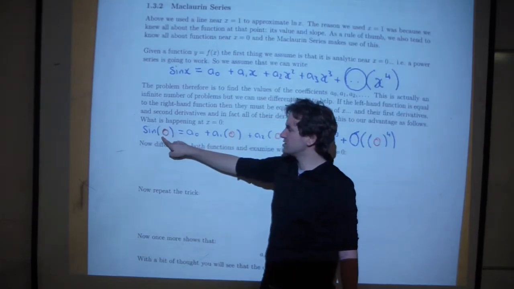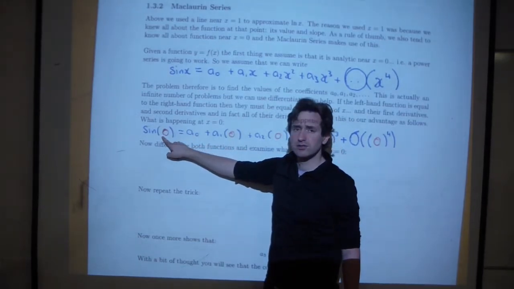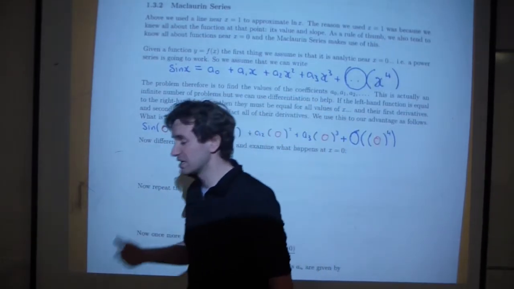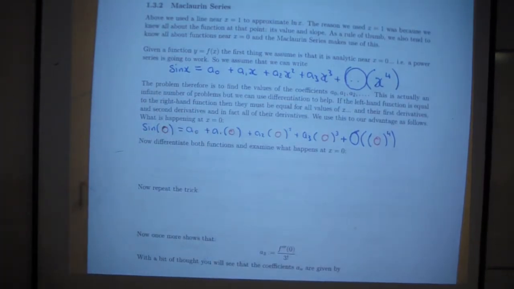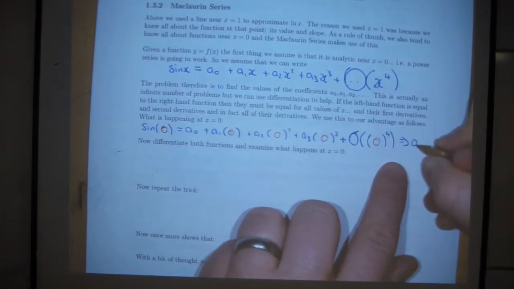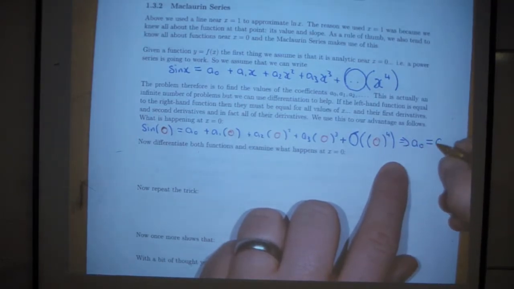Now sine of 0 itself is actually equal to 0. So we found out that a0 is actually equal to 0. So let's write that down. We have that a0, the very first term, is equal to 0.